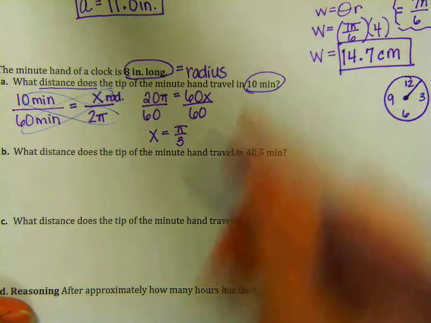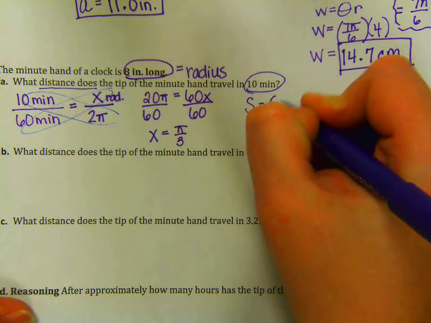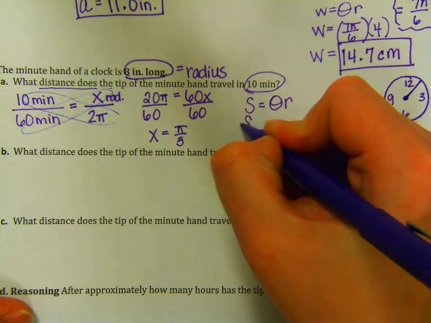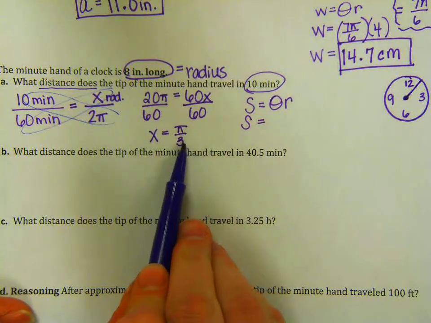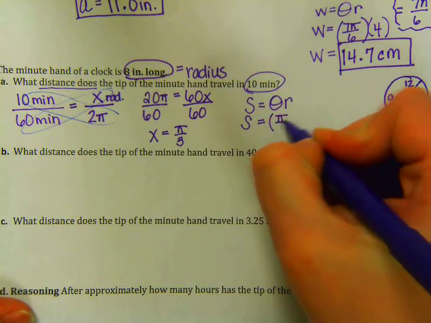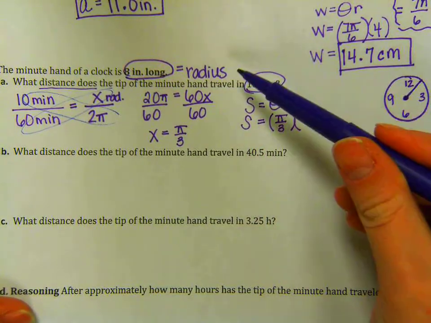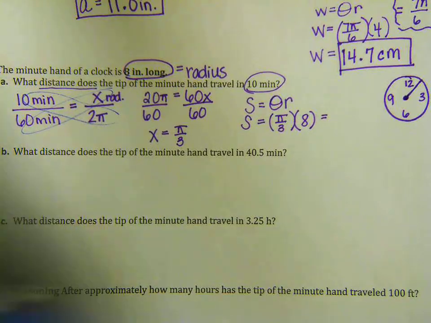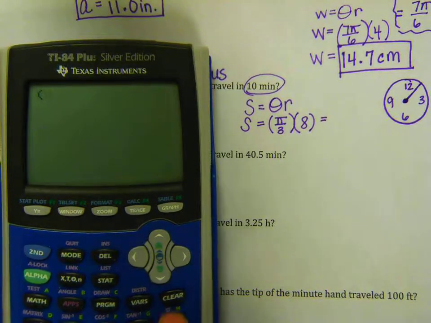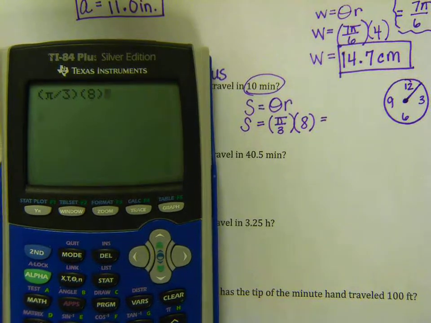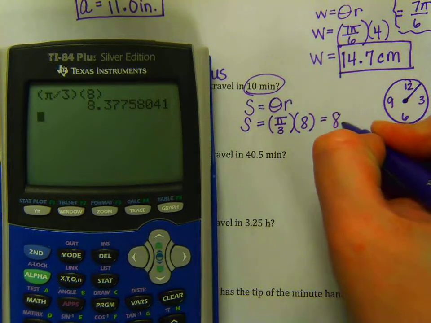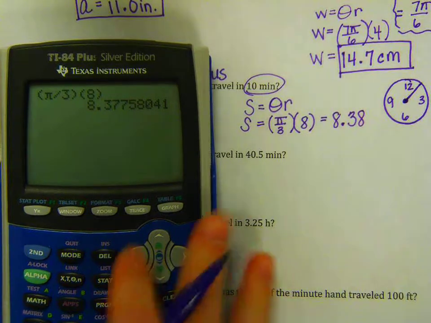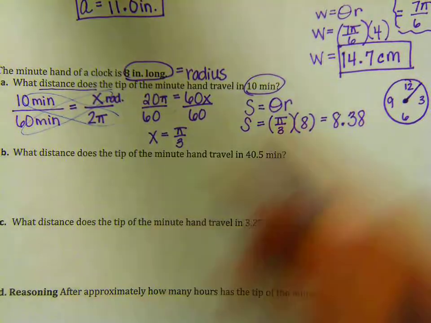Now that we know the radian measure, I can actually use my formula. So S equals theta R. I'm looking for the distance, so I'm looking for my arc length. We just solved for theta, that's pi over 3. And my radius, they gave that to us at the very beginning, that's 8 inches. Use your calculator. We have pi divided by 3 times 8, which is 8.3, and I'm actually going to round to the hundredths this time, 8.38. And that's inches.